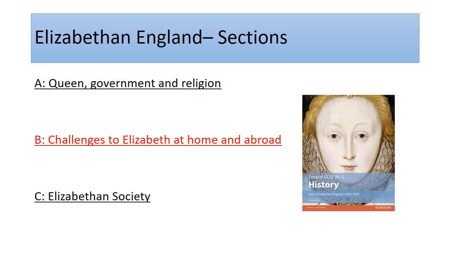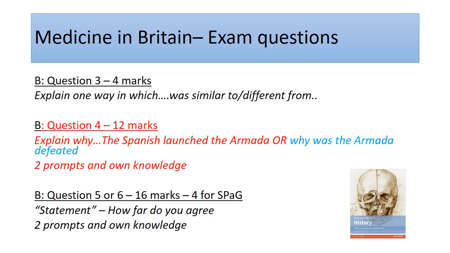So on this section B, obviously this will be challenges to Elizabeth from abroad. And the kind of question you may get in the exam will be: explain why the Spanish launched the Armada, or why was the Armada defeated? Both those questions are relatively straightforward. Again, they'll give you 2 prompts and you must use your own knowledge.